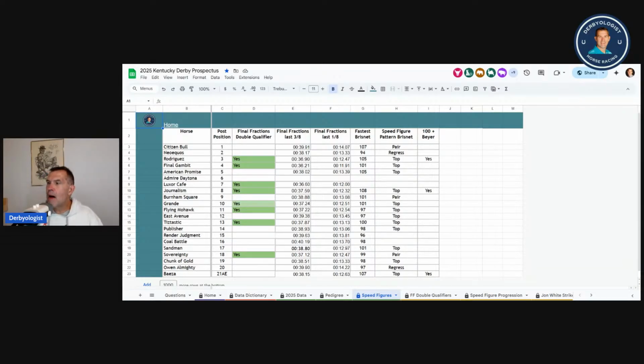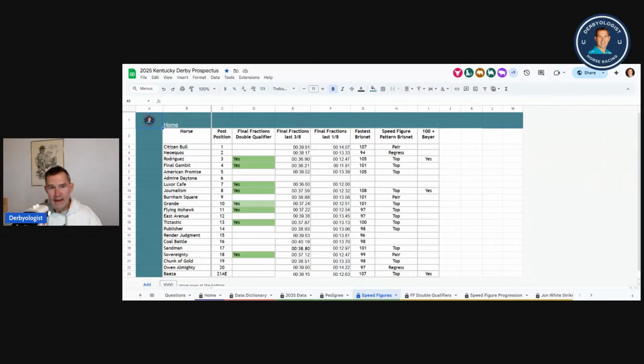And then I've got my read on the speed figure pattern. Remember, if they've paired up, that means they can improve. And then if they've topped out, that means they can probably match that up. I don't like a regress. Now, again, these are how I read it, and I'll show you the sheet on speed figure progression. That's probably the most important sheet in this entire Kentucky Derby prospectus.